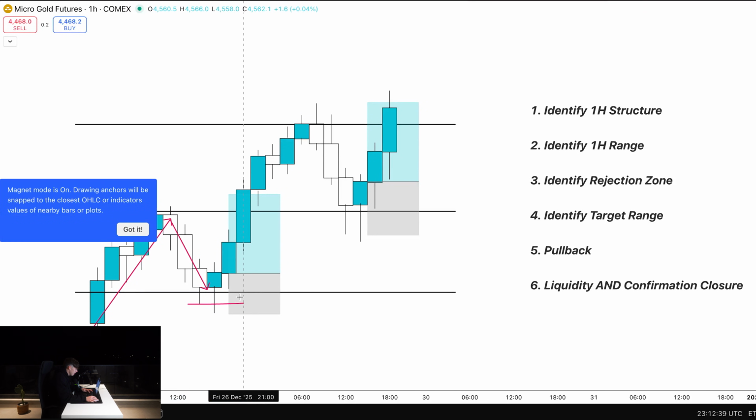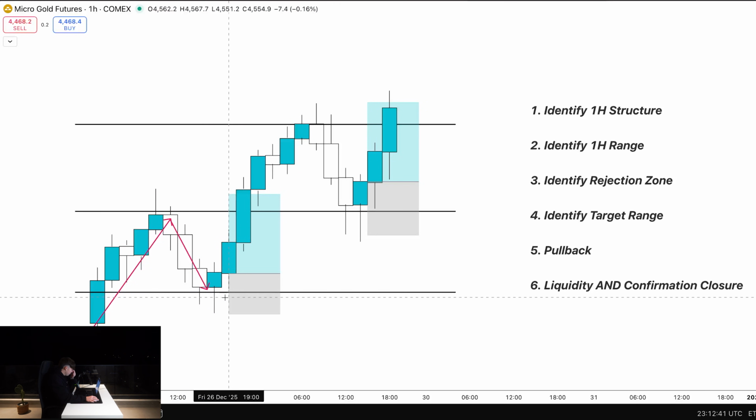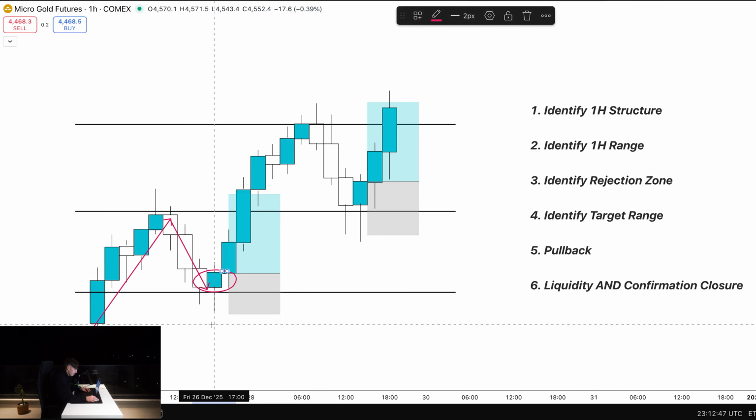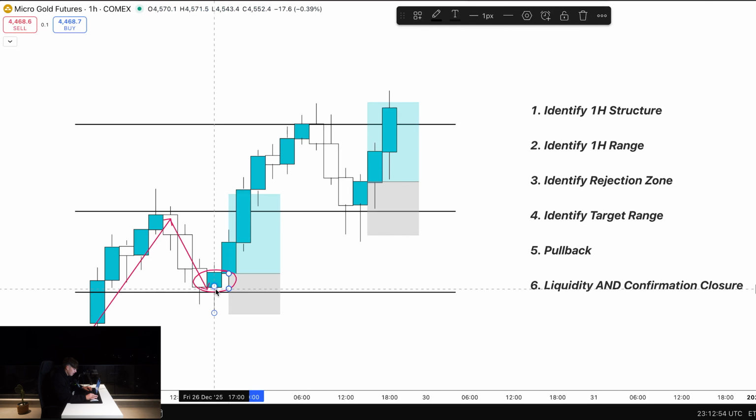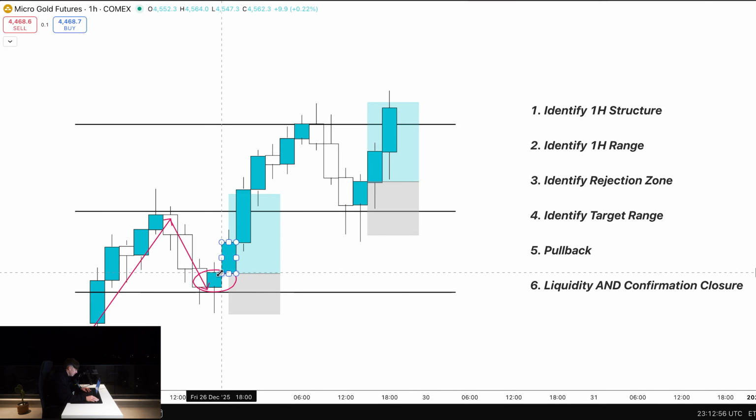That is even better. Now once that liquidity generation in the form of a bottom wick has been made, we need to see this candle where the liquidity was grabbed close bullish. It's a very simple confirmation, but all we need to see is this candle close bullish. Once that happens, we are ready to go. That is the setup formed, and now we just need to grab an entry.